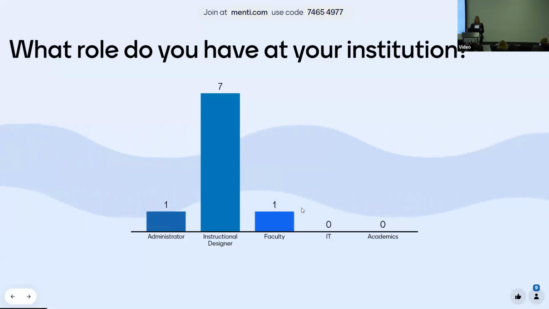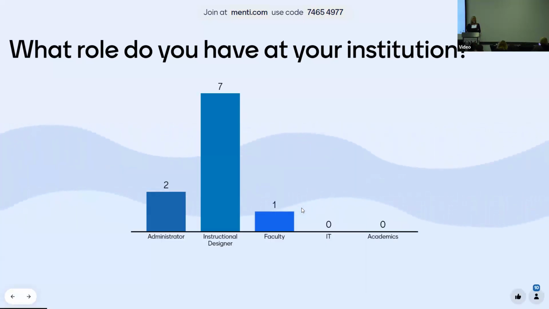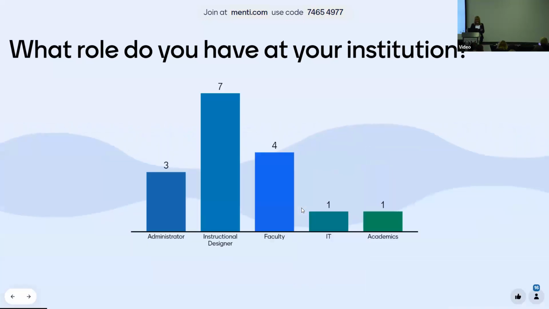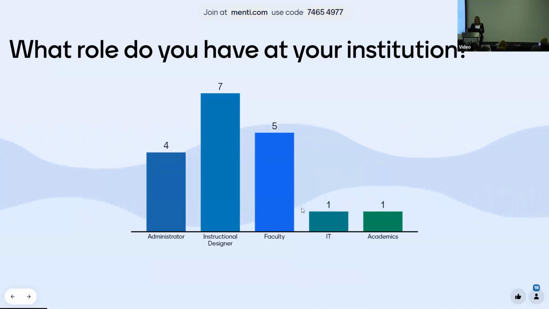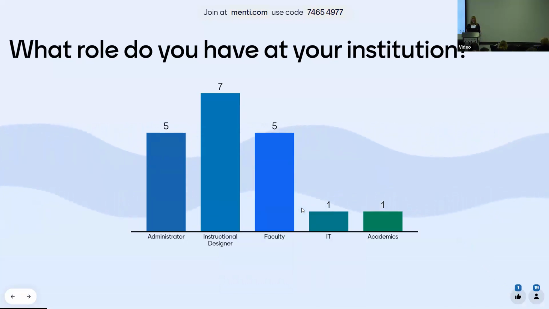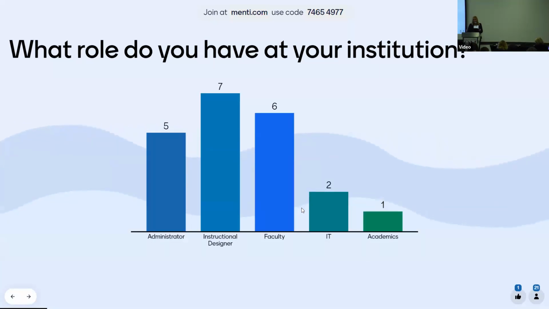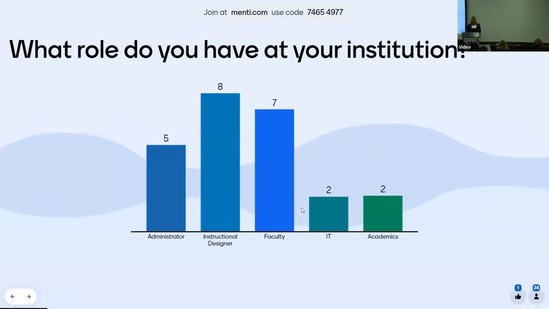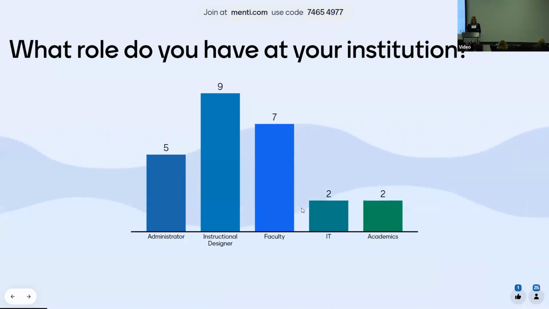This way I get to know who my audience is. I should have put other, or more than one, because I know for myself, I still have about 6 hats. So that's what I should have done. How many hats do you wear? That's what I should have put on there. All right, it looks like I've got a good group here that I think will find this presentation interesting.